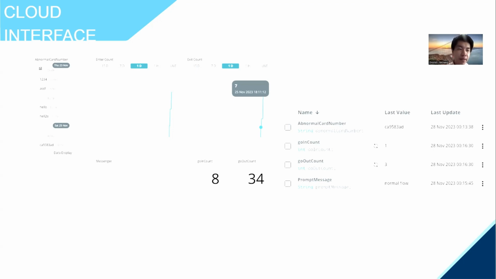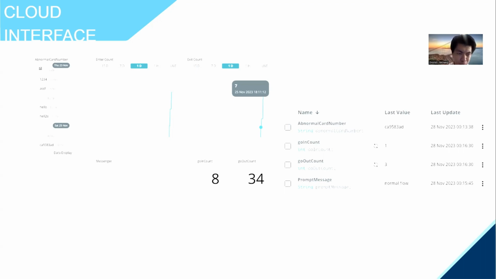On the left, as you can see on the interface, there are several boxes. On the top left, it records the abnormal card number. On the top right, there are 2 boxes, which are the line charts of people going in and people going out. They show the trend of going in and going out. Below it, on the bottom right, there are 2 boxes to record the current number of people going in and people going out.